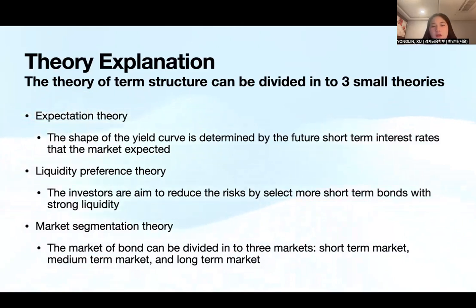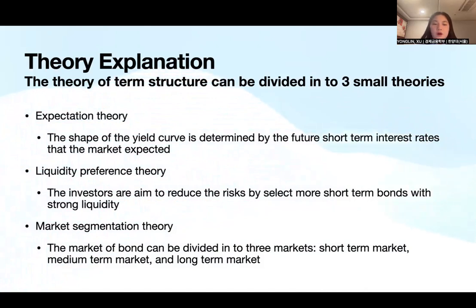And there is the third, which is the last theory of the term structure theory. It also has assumptions beforehand: firstly, the bond markets of different maturities are separate and rarely affected by each other. And secondly, investors with different investment needs formed in the market.